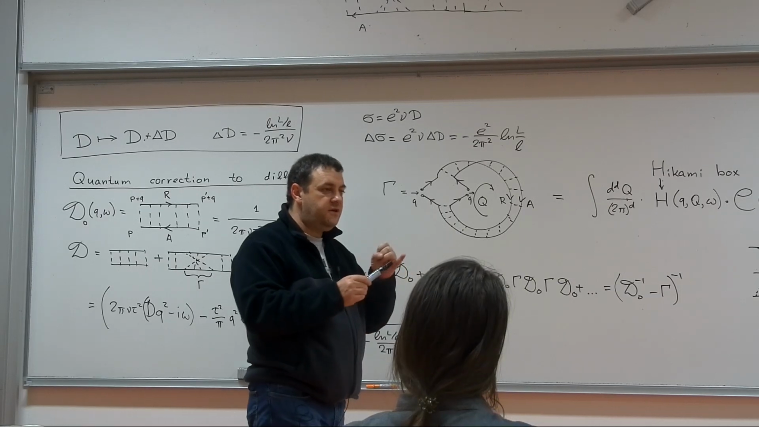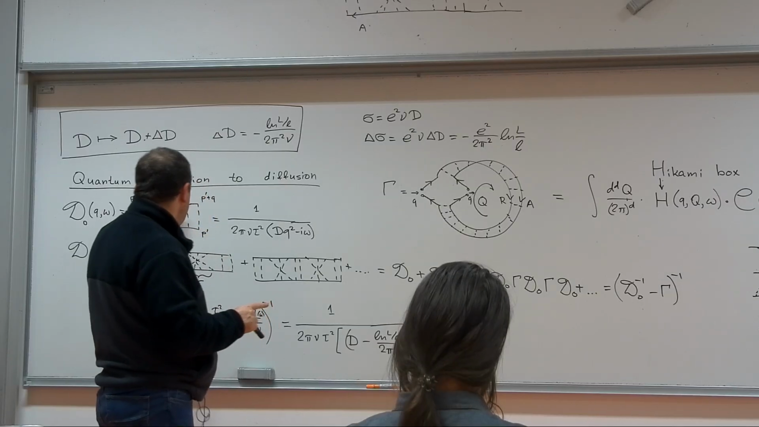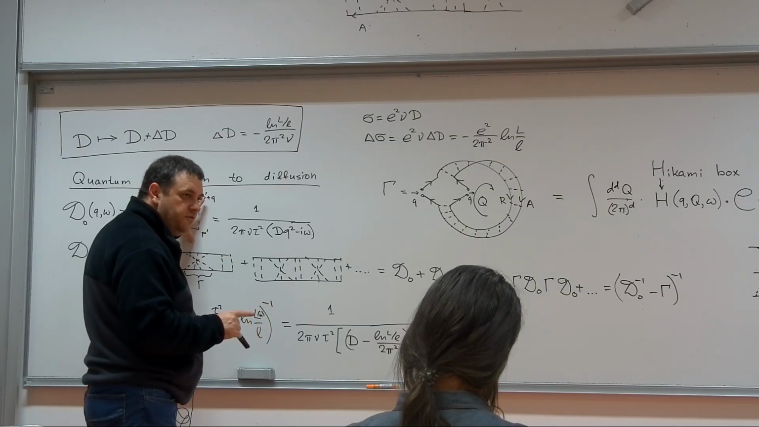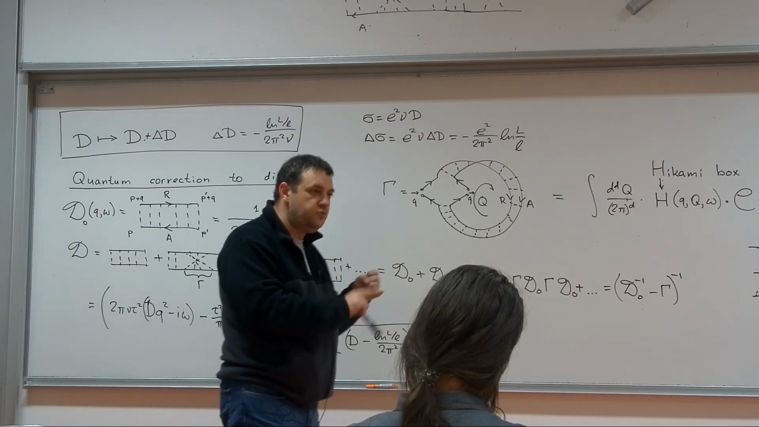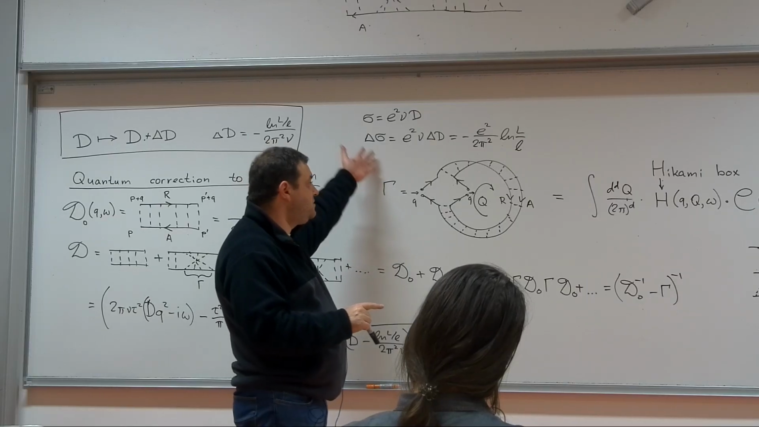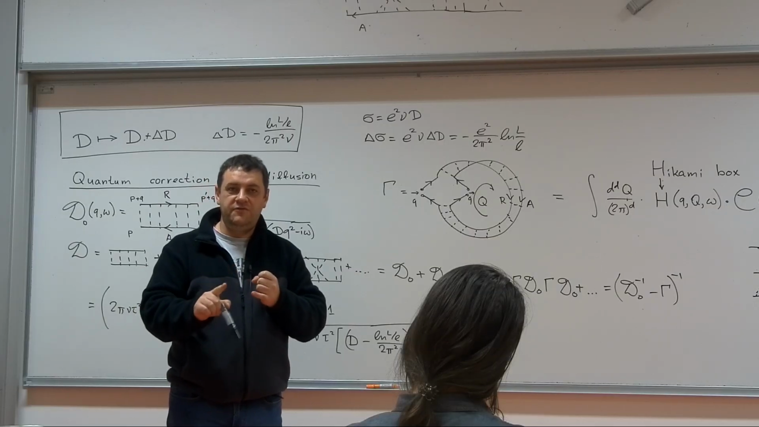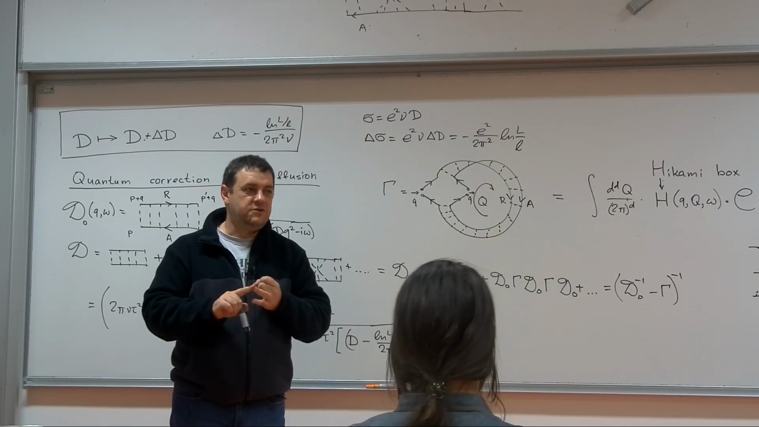And second, it was very important to understand how this quantum correction works for the diffusion ladder, for the diffusion propagator, because we will use it later. And as a byproduct, we have just checked that the Einstein relation remains correct even when quantum corrections are taken into account.